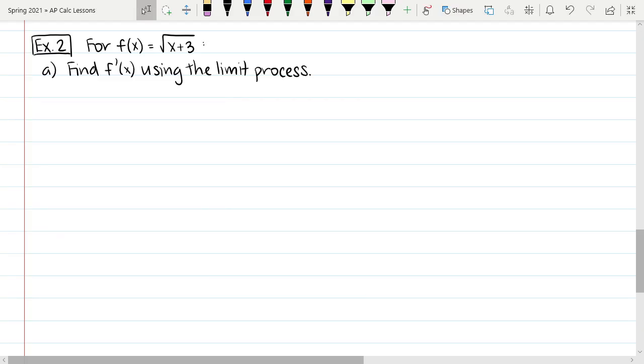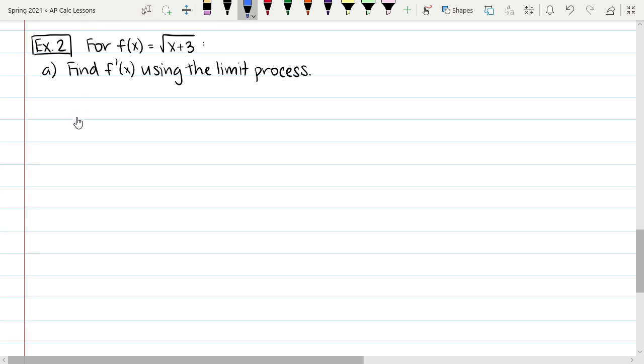Okay, so now that you've seen that whole process, sort of stretched out, lengthy time-wise, let's now do another example just so you can see the process a little less interrupted. All right, so we're going to start by finding f prime of x using the limit process, and this time our function is f of x equals the square root of x plus 3.